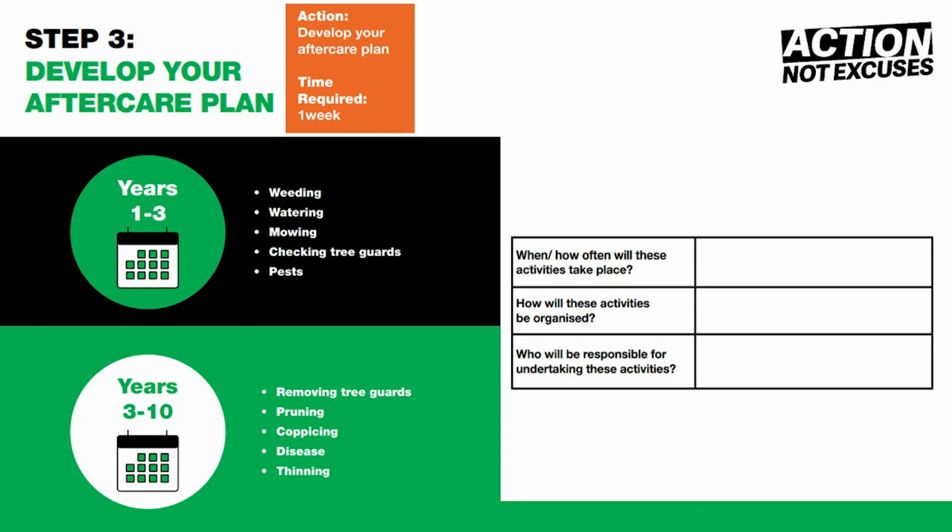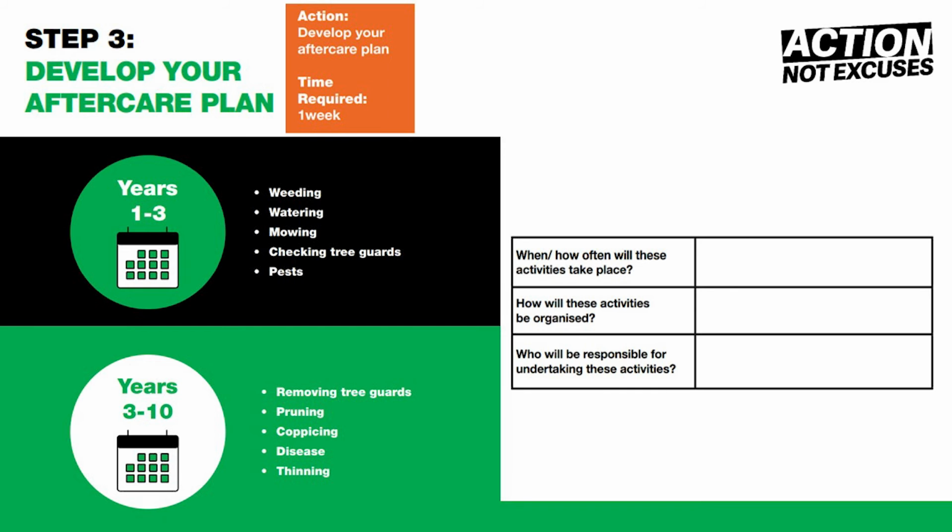And what we ask through the Action Challenge Pack is, when you consider these different steps that you need to undertake, both in the first initial 3-year period and then in the latter 7-year period, that you think about when and how often the activities to sustain the trees need to take place, how you're going to organise those activities, and who's going to be responsible for undertaking these activities.